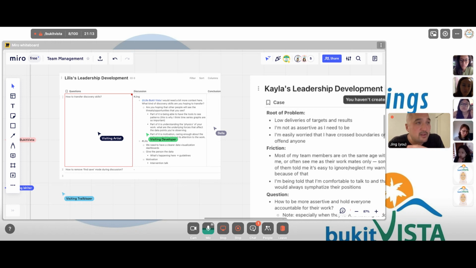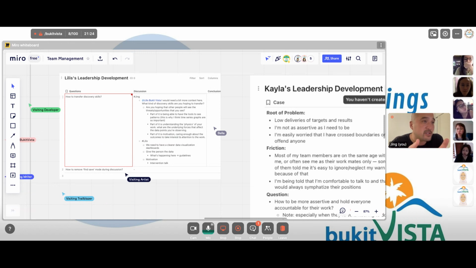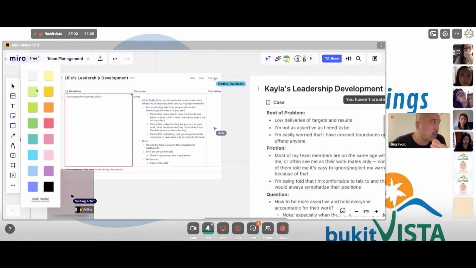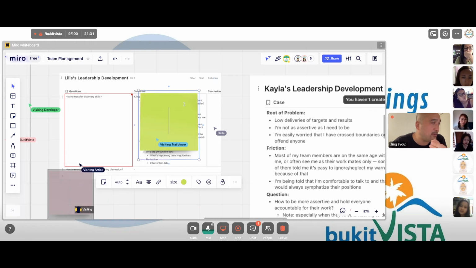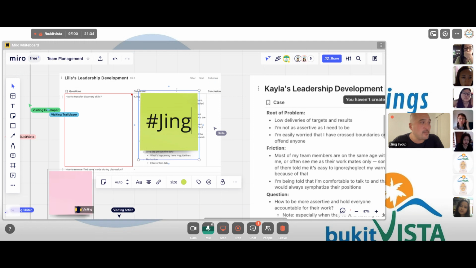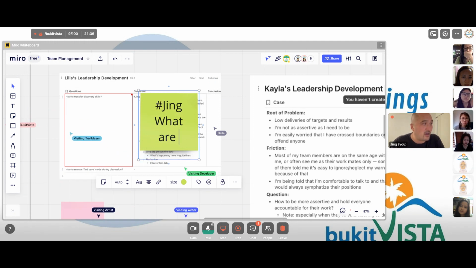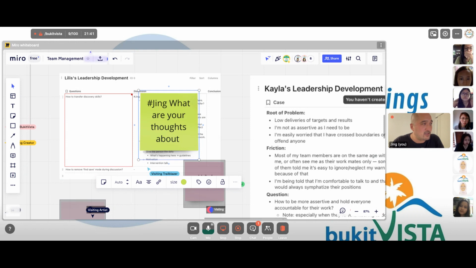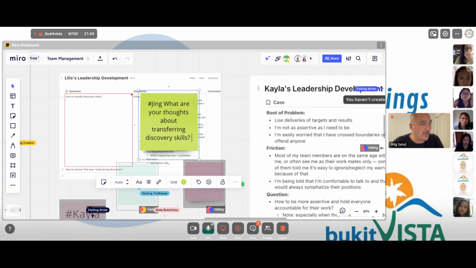Okay, normally we have a vocal chat, but that's single threaded. Just go ahead and put a post-it on whether you agree or whether you have a different perspective, or how you think that discovery can actually be better implemented. Okay, so go ahead, click on a post-it note, like over here. It's the fourth little tab there, and you can drop a note there and just start writing. Put your name at the top, and what are your thoughts about transferring discovery skills.